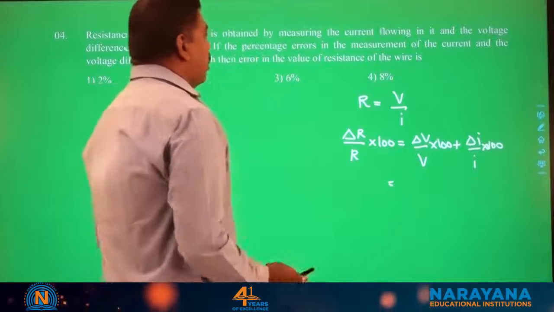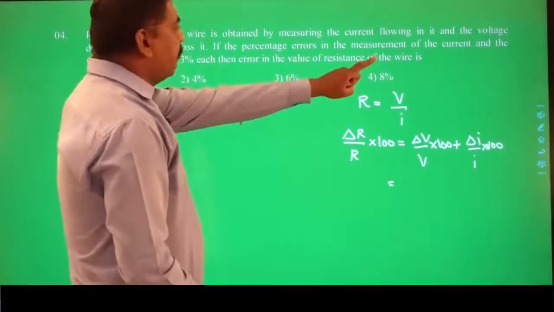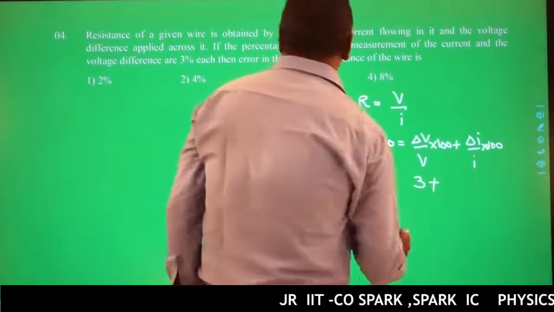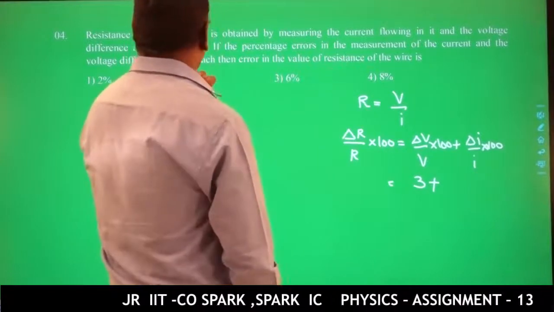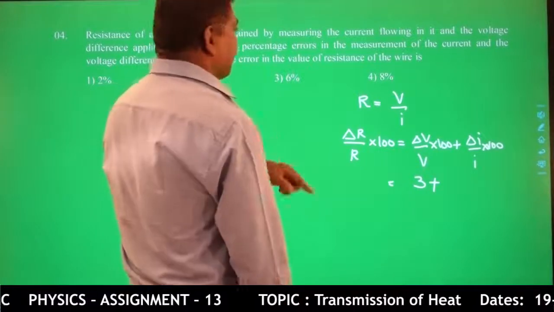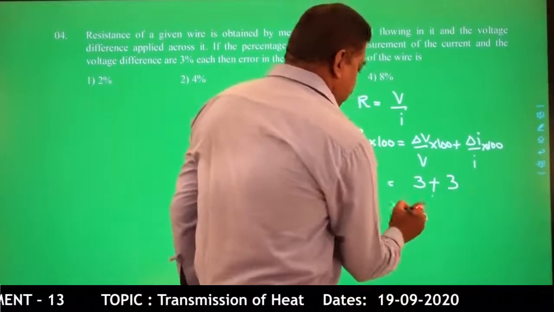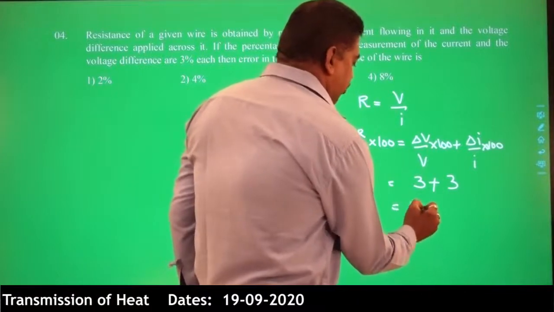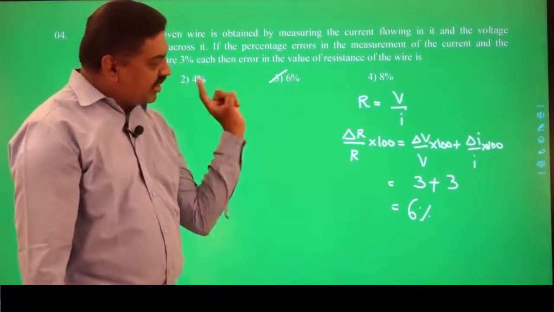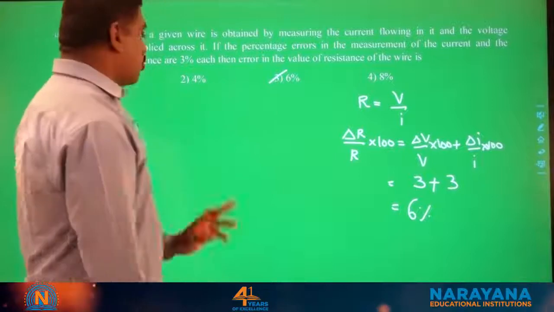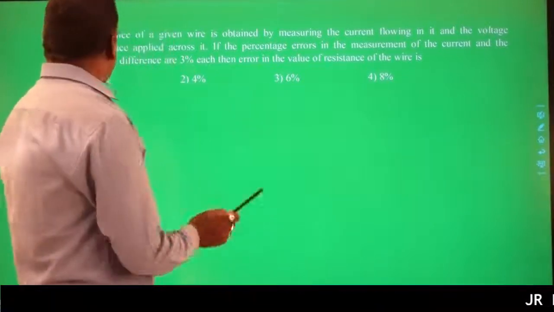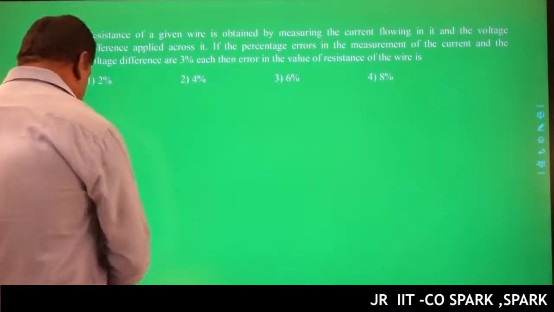Okay. And you are given percentage of error in the voltage as 3% plus percentage of error in the current. The measurement of the current and the voltage difference are 3% each, so it is also given as 3%. Okay, 3 plus 3, 6. It is how much? 6%. 6% is your third option. Got the idea? This is your question 4 result. Okay. Next one after that, the fifth question. We will go to the fifth question.